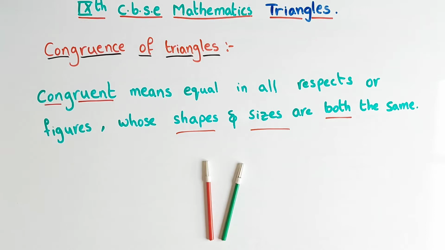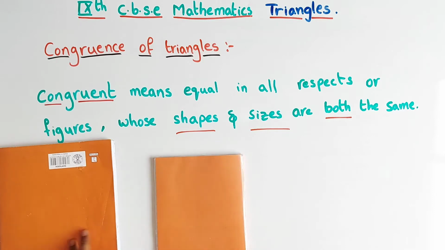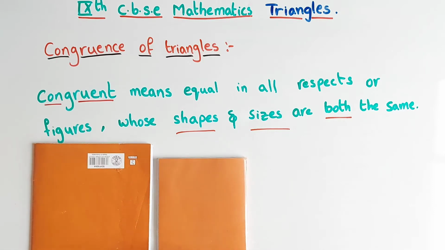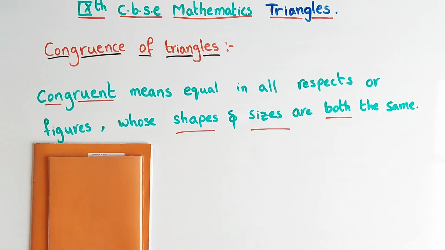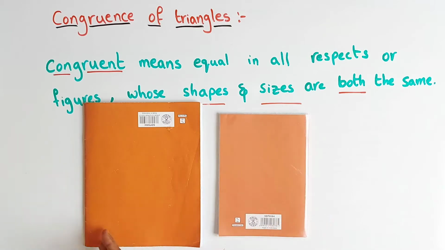Now see here, we have 2 books here. Are these congruent figures? Both are rectangular shapes. Can I say these books are congruent? No. Why? Because these shapes are same. But you see the sizes? This is small and this is big. So these are not congruent. These are similar figures. See here, both are in rectangle shape, correct? So these are similar figures.